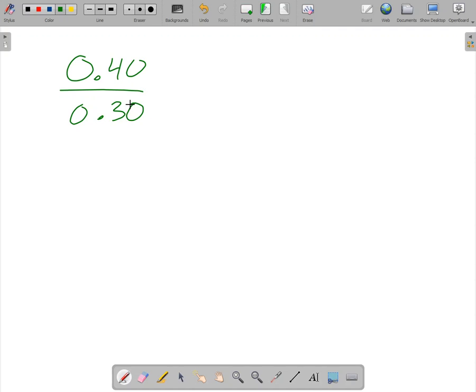Okay. So the problem is this isn't a regular fraction. So what can we do to this to make it a regular fraction? Move the decimal over to the right. To the right, yeah. So if I move it over one place to the right, that's going to give me a 4 here. And since I moved that one to the right one, I have to move that one to the right one. And that's going to give me a 3 in the bottom. So now I have 4 over 3.